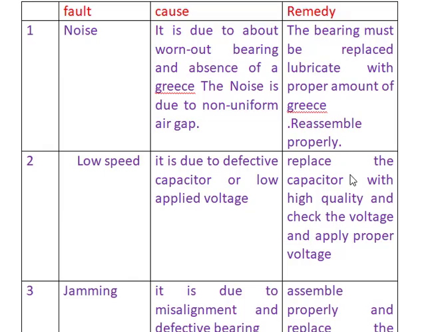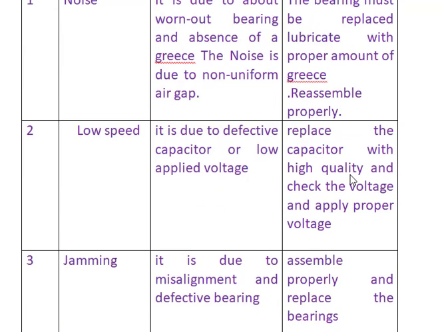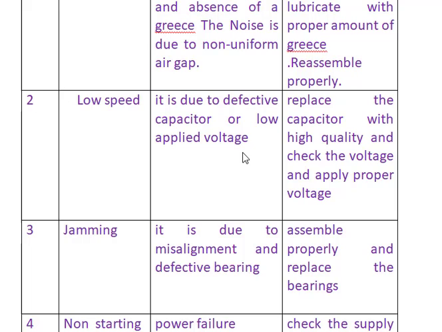Another problem is low speed. The low speed is due to a defective capacitor or low voltage applied. So we can replace the capacitor with a high quality one, check the external voltage applied, and apply a proper voltage. Jamming occurs in the ceiling fan due to misalignment and a defective bearing. The remedy is to assemble it properly and replace the bearing.